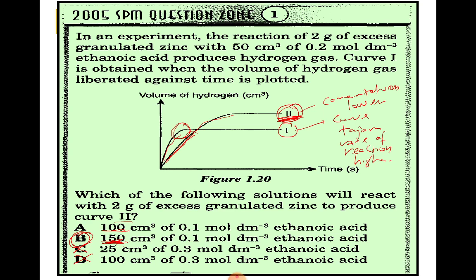Ya, sebab kadar tindak balas kita dengan 50 untuk curve 1. So kalau untuk curve 2 kita ambil 150. So kita dapatlah curve yang lebih tinggi lah. Walaupun dia rate of reaction rendah, tapi curve dia lebih tinggi.